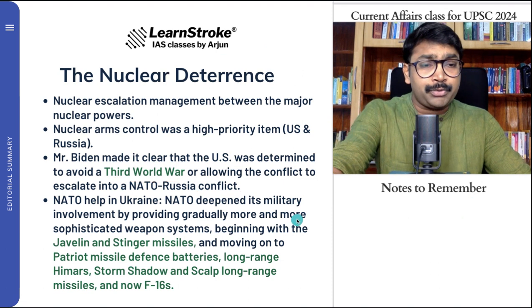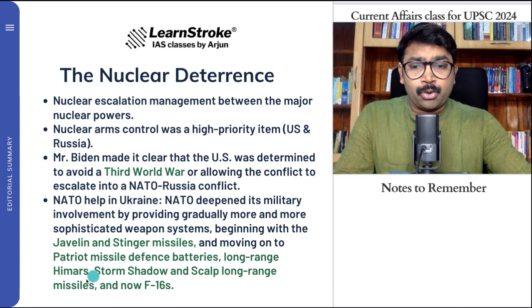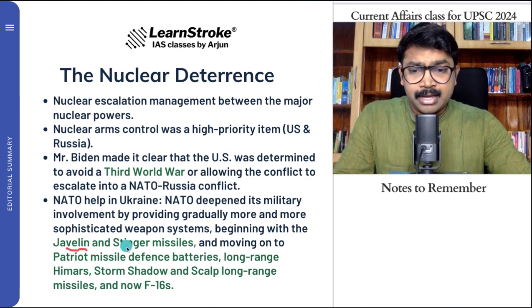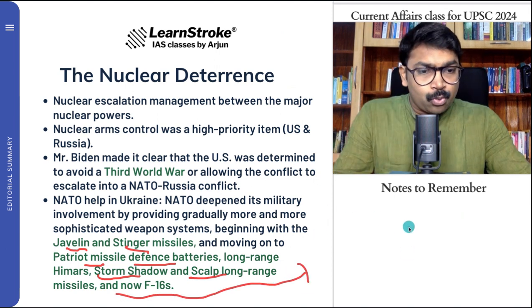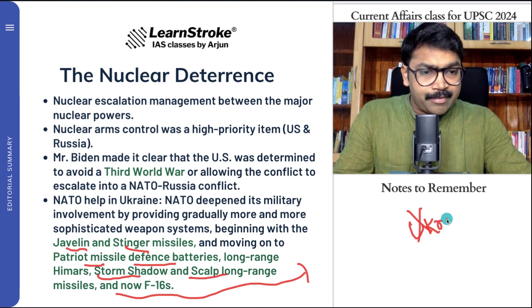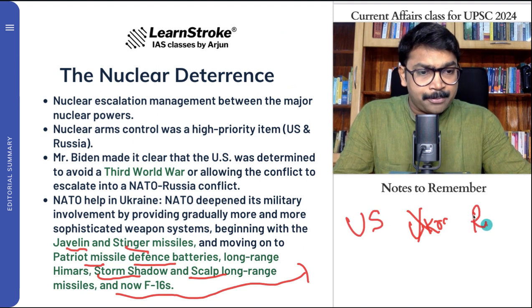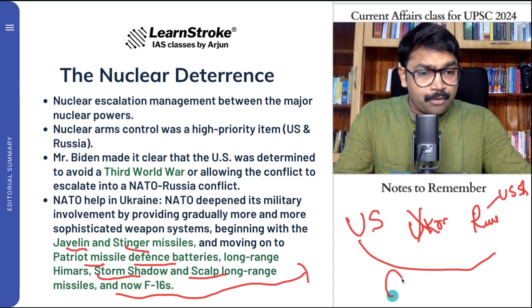In the context of Ukraine, and in current affairs, you know that a lot of things have been supplied, like Javelin and Stinger missiles, the Patriot missiles, the defense batteries, long-range HIMARS, Storm Shadows, Scalp long-range missiles, and even F-16s. So previously we discussed Ukraine here. When you take Ukraine away, on one side it is actually talking about the US and Russia, and it talks about the history of the US and Russia, previously the USSR. So definitely there is a mention of the Cold War.